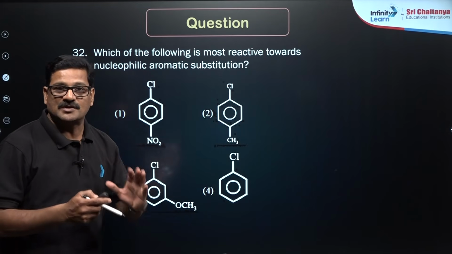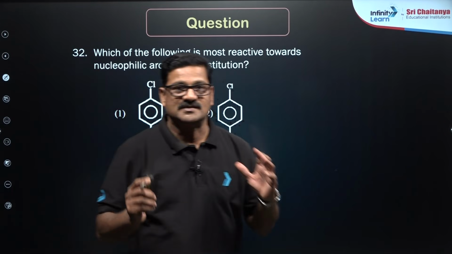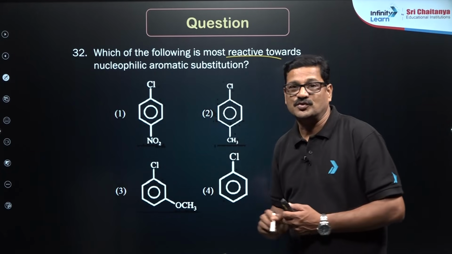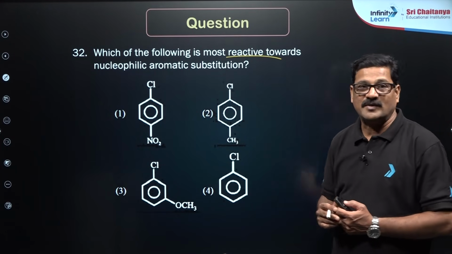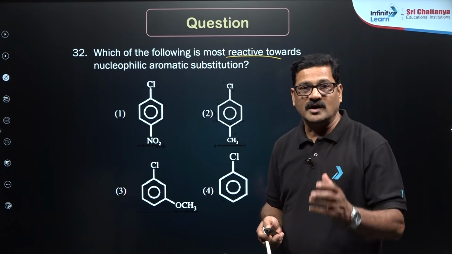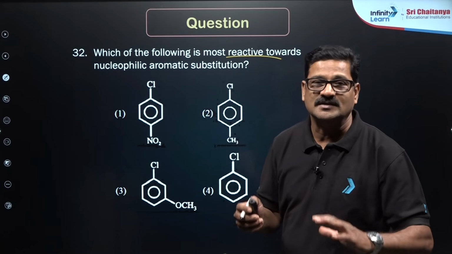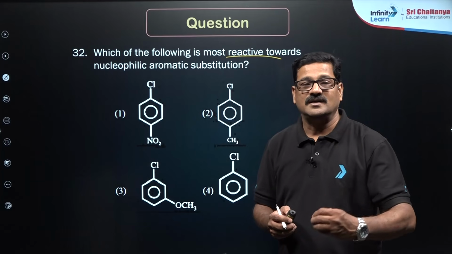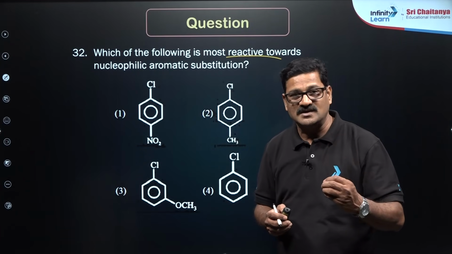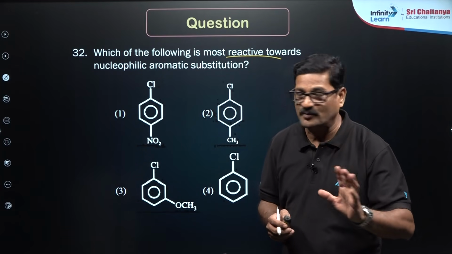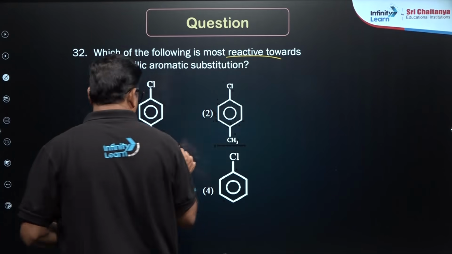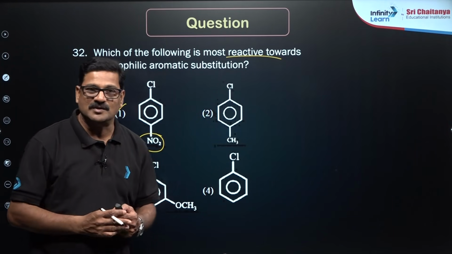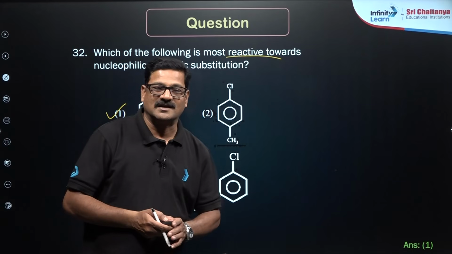Students, this is a question based on nucleophilic aromatic substitution. Which of the following is the most reactive towards nucleophilic aromatic substitution reaction? Haloarenes usually do not react in nucleophilic substitution reaction. If any electron withdrawing group is present either at ortho position or para position, they are going to react. So, the nitro group at para position is the most reactive, and option 1 is the correct answer for this question.